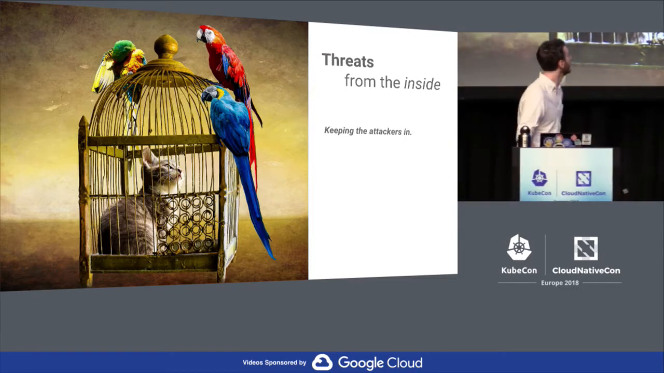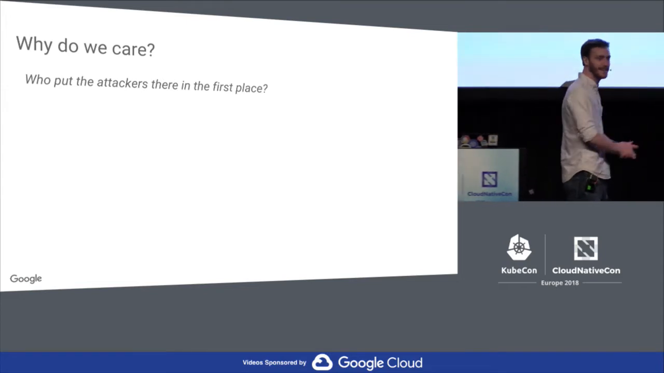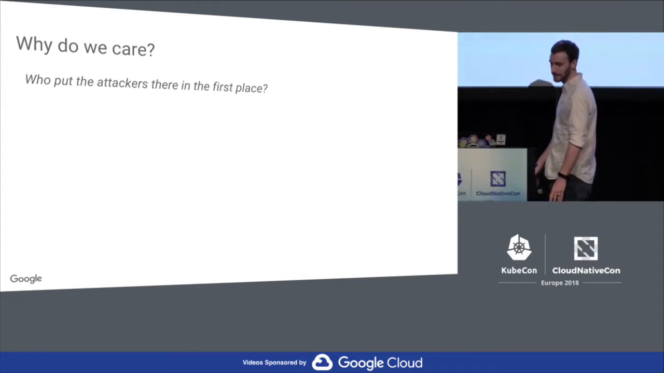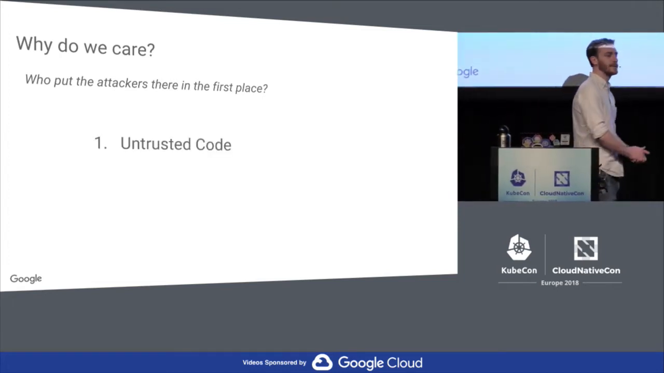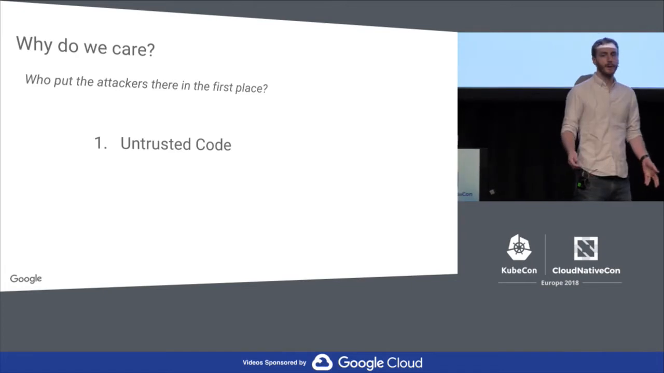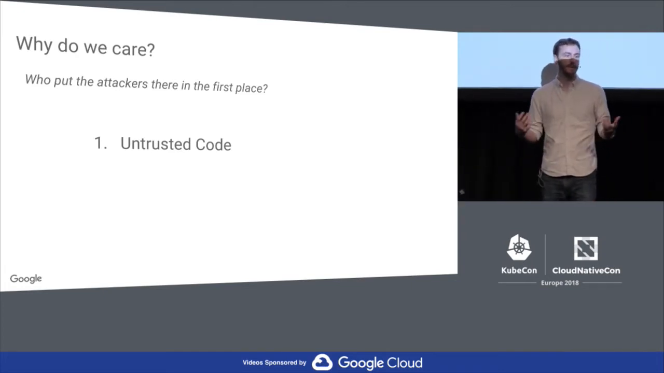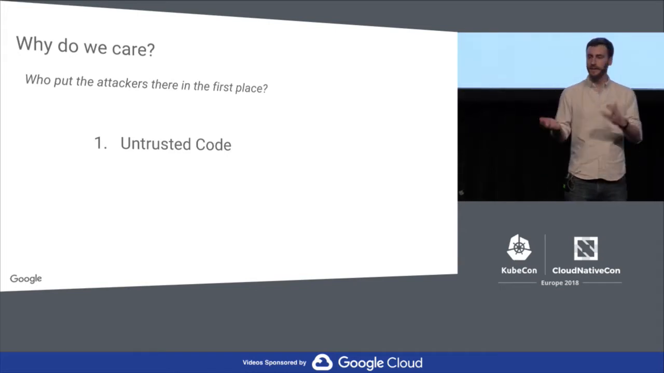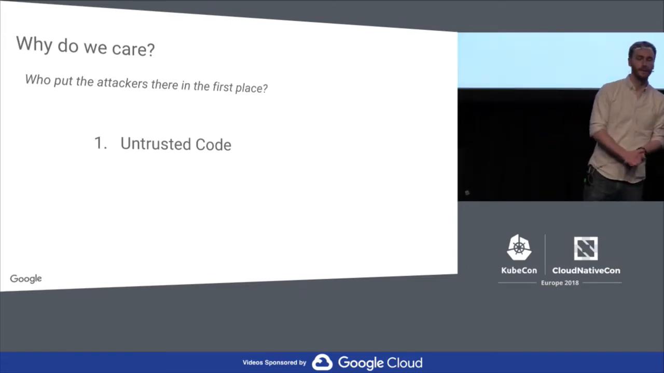But before we do, let's talk about why. Who put the cat in the cage? Like, who put the attackers in your pods in the first place? Why do we care about this? The first reason to care is if you're running untrusted code. If you are running a multi-tenant SaaS, for instance, where your users submit binaries or container images or anything like that, you can't trust the code. You don't know what your users are giving you.